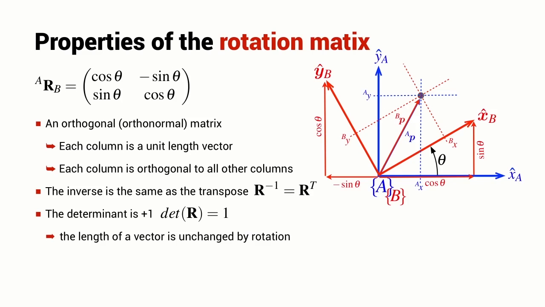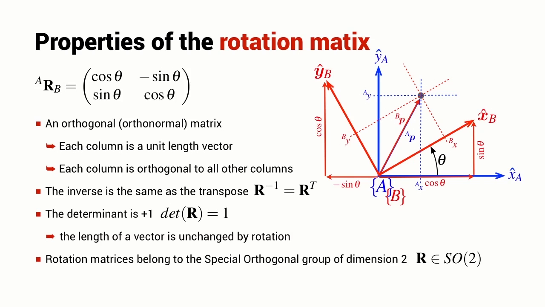Another property of the rotation matrix is that its determinant is always equal to 1. And this means that if I multiply any vector by this matrix, the length of the vector is unchanged. That's an important property of a rotation matrix. When I rotate a vector from one coordinate frame to another, its length is not changed.